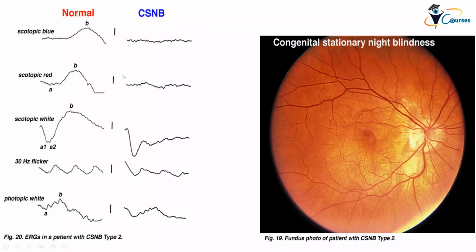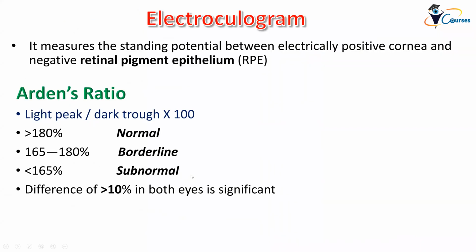Conversely, when we check a patient with congenital stationary night blindness, the pathology will be mainly in the rods. You can see that the scotopic response is like a flat line. But when we stimulate the cones by the scotopic white or the 30 Hertz flicker response or the photopic white, there is some response, meaning that the pathology is not in the cones, but it is mainly in the rods. I hope that these examples illustrate to you how the electrophysiology will be helpful to differentiate between different hereditary fundus dystrophies.